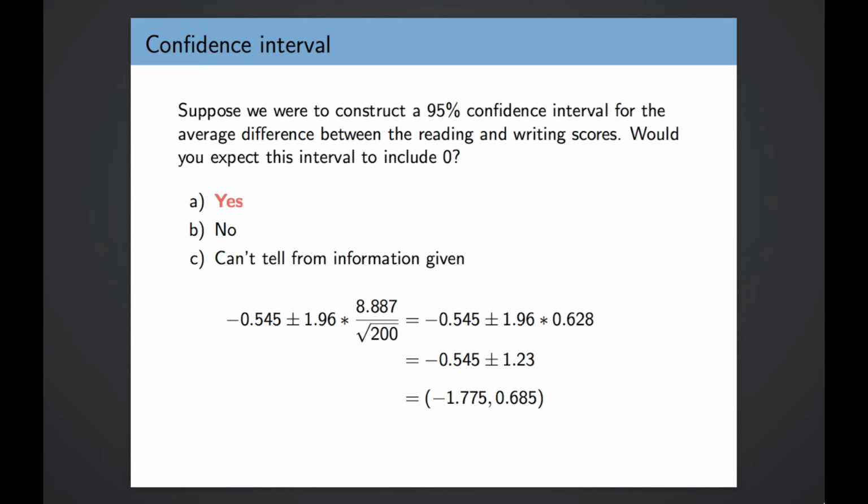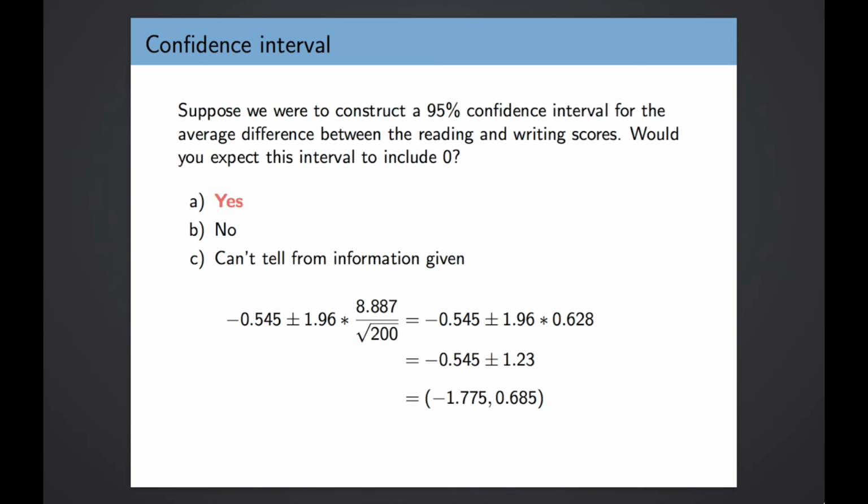So yes, this interval should include 0, and we can double check that by calculating the confidence interval. We would take our point estimate, negative 0.545, plus or minus our margin of error, which we're going to calculate as the critical value for the 95% confidence interval, so 1.96, times the standard error. So that gives us a confidence interval of negative 0.545 plus or minus the margin of error of 1.23, an interval of negative 1.775 to positive 0.685. So that interval does contain 0, it does overlap 0.